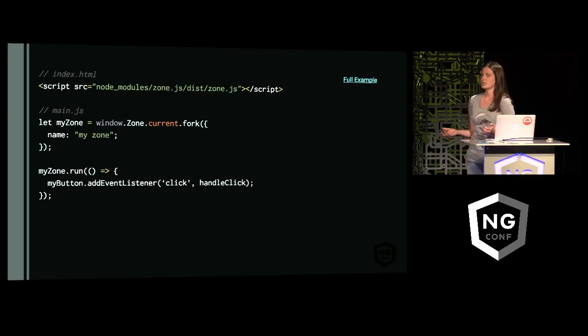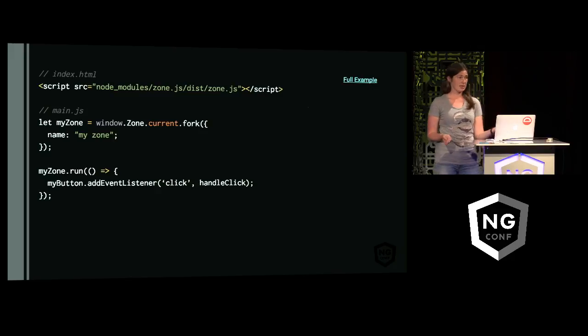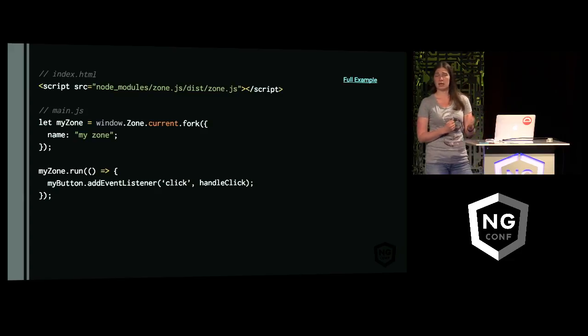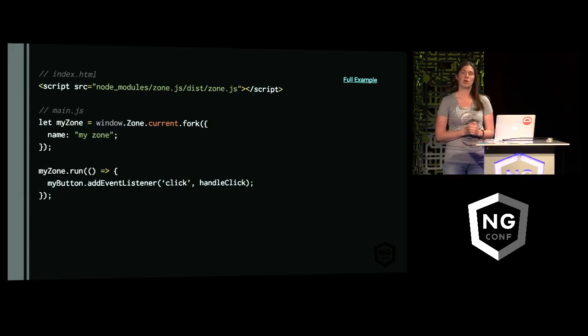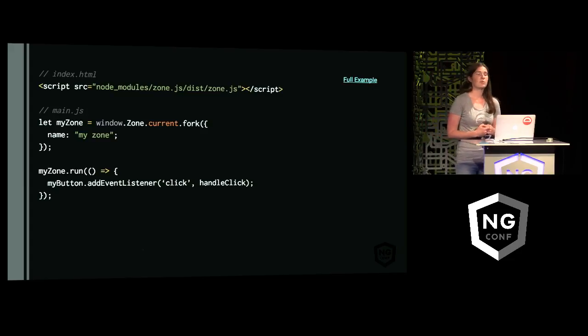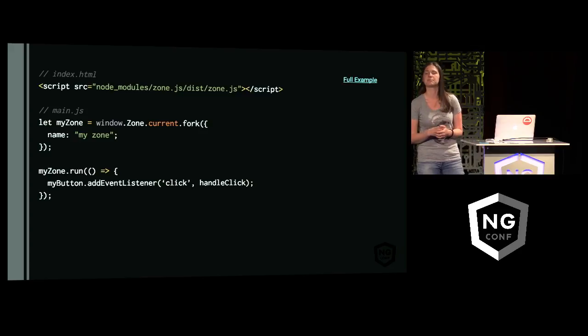Let's look at how we would actually use zones. As I mentioned, zones is a library. It's a standalone library that does not depend on Angular. It's available on GitHub or NPM, and so we could install it and just include it in our code with a script tag. And then in our actual application, we'll have this zone global added to the window, and we create a new zone with the fork function. And that's a really simple one. Let's make one here that just has a name.